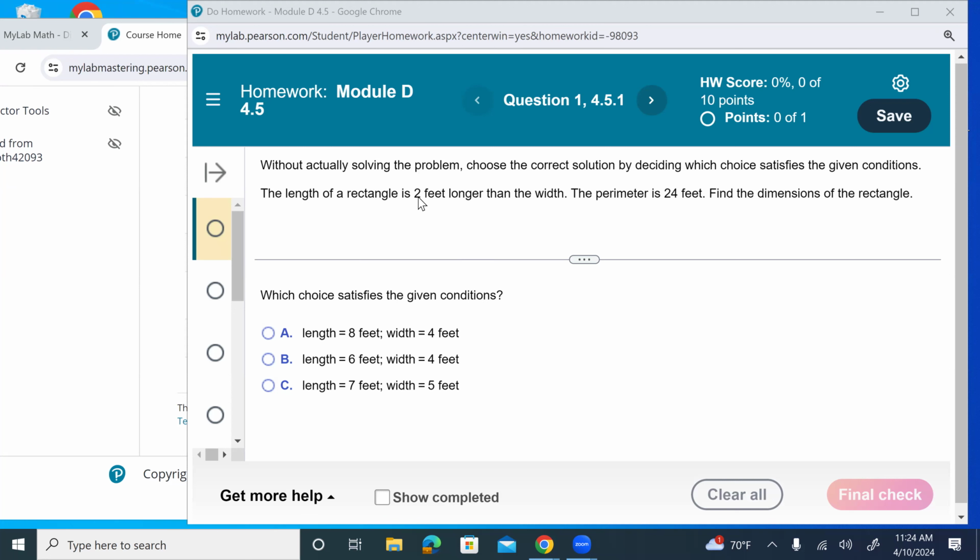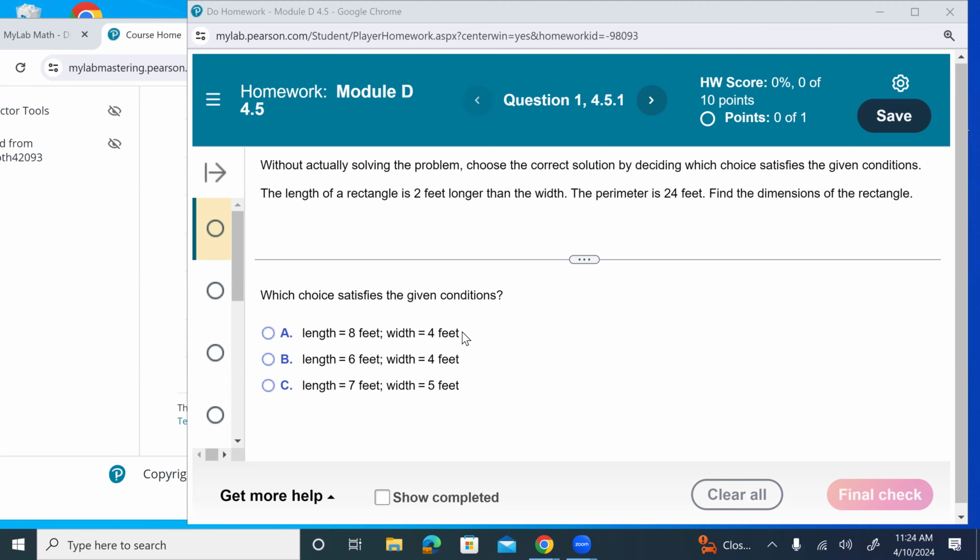The length of a rectangle is 2 feet longer than the width, and the perimeter is 24 feet. The perimeter of what? A rectangle. How do you get the perimeter of a rectangle? You just add up all the sides. How many numbers are you gonna add up? 4, okay? So if I just look at choice one, is the length 2 feet longer than the width?